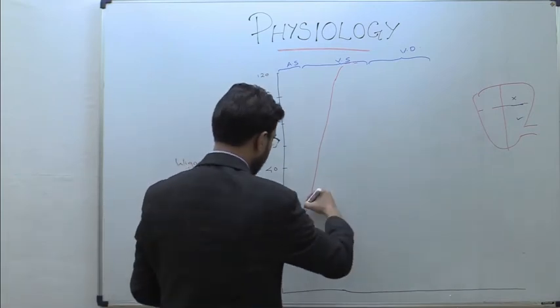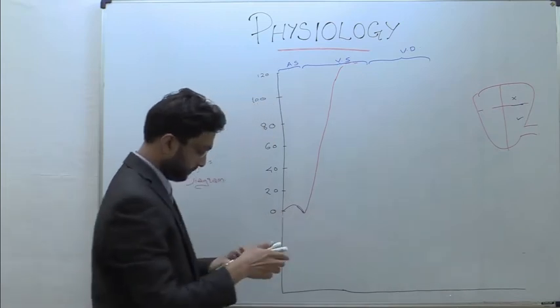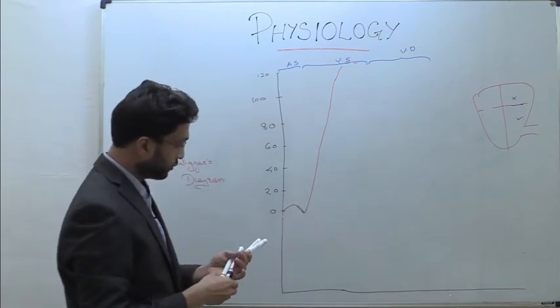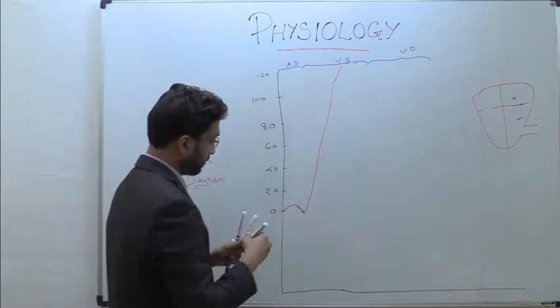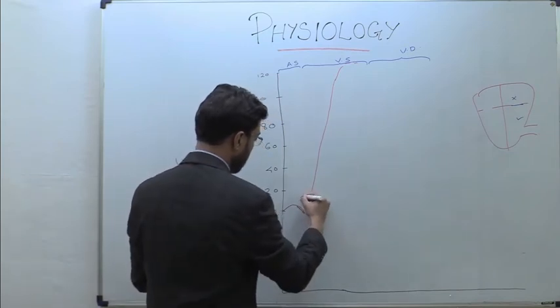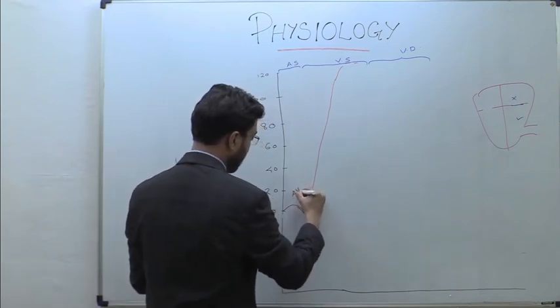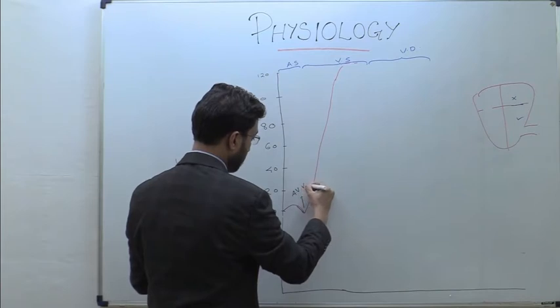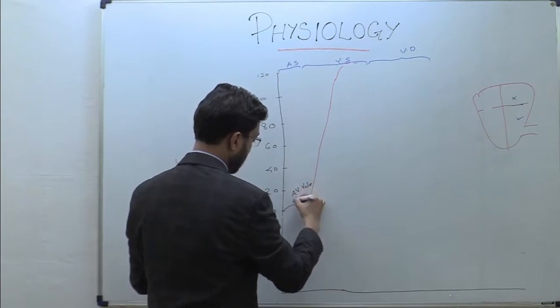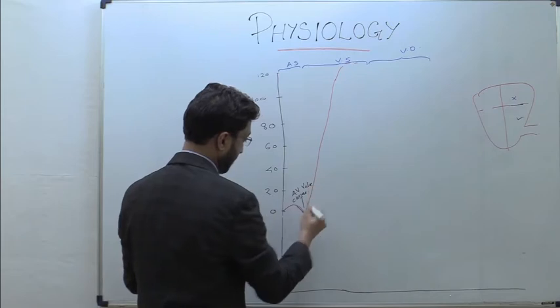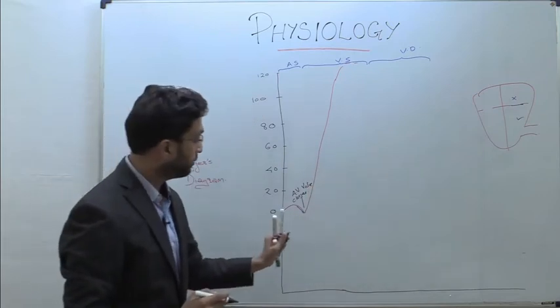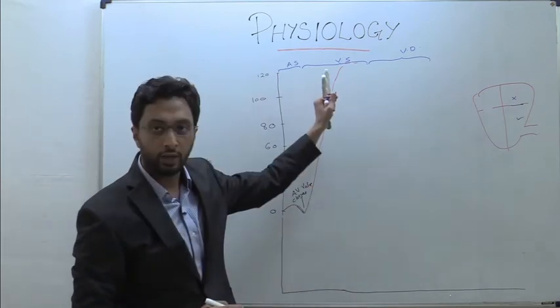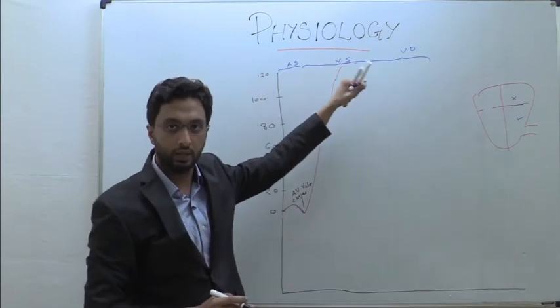So I'm writing here, there is closure of the AV valve. Okay, so I'll just write it here: atrioventricular valve closure. Okay, atrioventricular valve closure at this level. Then, as I told you, the ventricular systole takes place and it reaches its maximum.